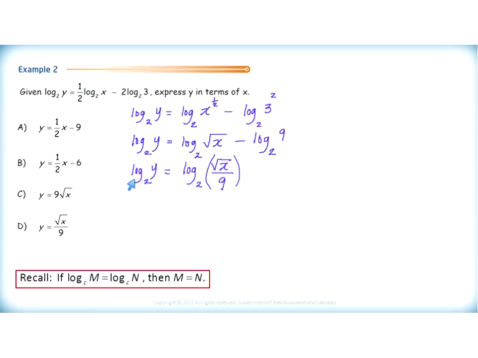If we have the log of m to base c equals the log of n to base c, so you have 2 logs are equal with the same base, then we can conclude that m is equal to n. So in this case, you have 2 logs on each side of the equal sign. So you can now conclude that y is equal to the root of x divided by 9 as your final answer. So this corresponds with D as our multiple choice item.